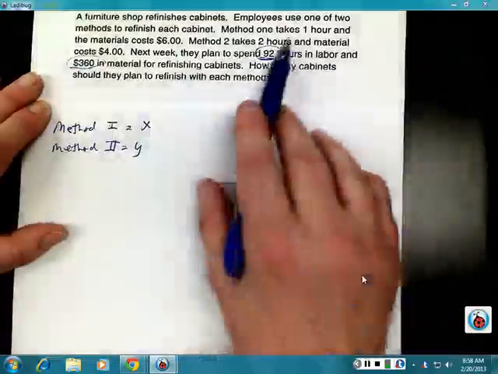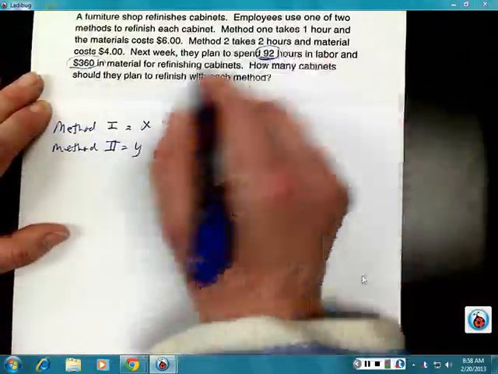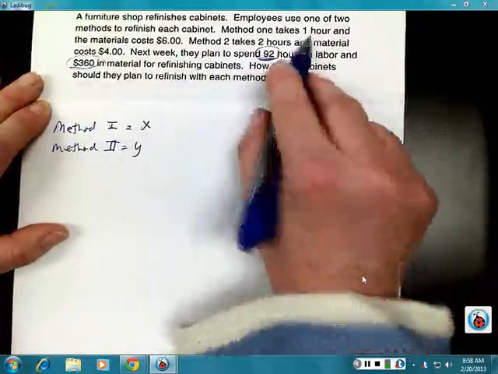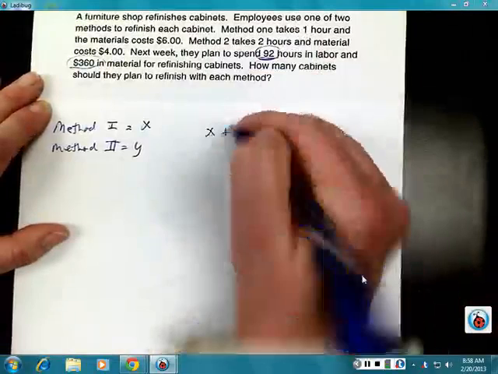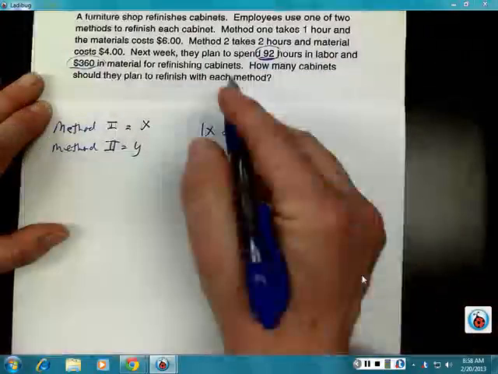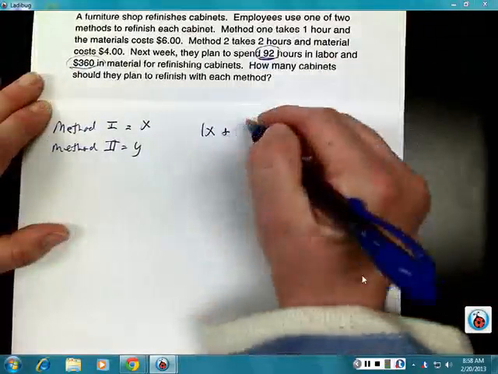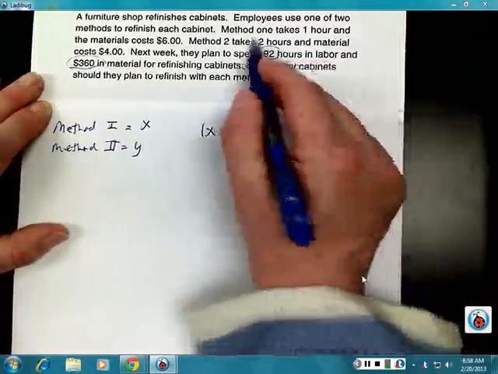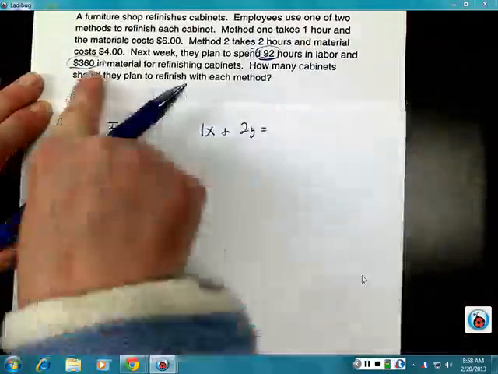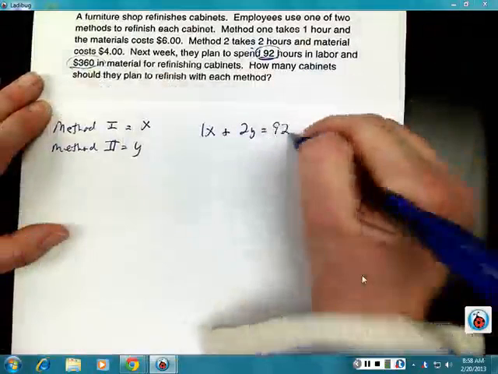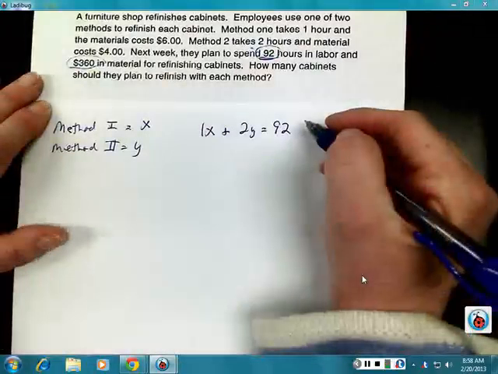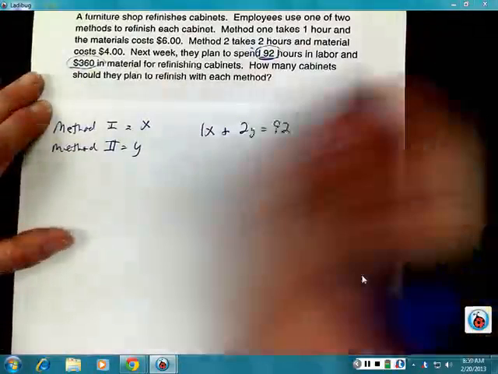So if I take method 1, and method 1 takes 1 hour to do, so if I have X times 1 plus, what's Y's? Y takes 2 hours, and that's going to be a total of 92 hours that I'm going to have with that. We okay with that part? Because I'm just breaking it apart.